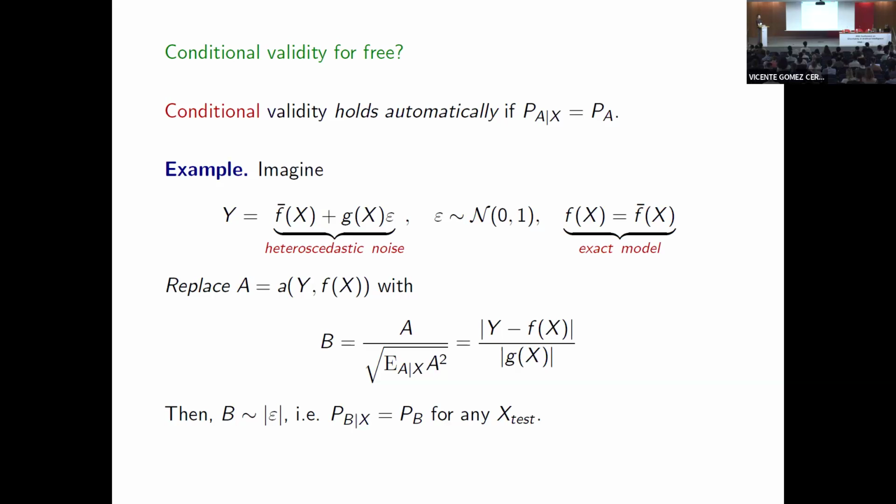For example, this is a toy model where the output is generated in this specific way, and we have access to the exact model. What we can do is redefine the conformity score in a way that all the dependence on the input in the distribution is cancelled out. And so we obtain that the distribution of the score doesn't depend explicitly on X, and so this equality holds. This is really just a simple example, just to illustrate the idea.